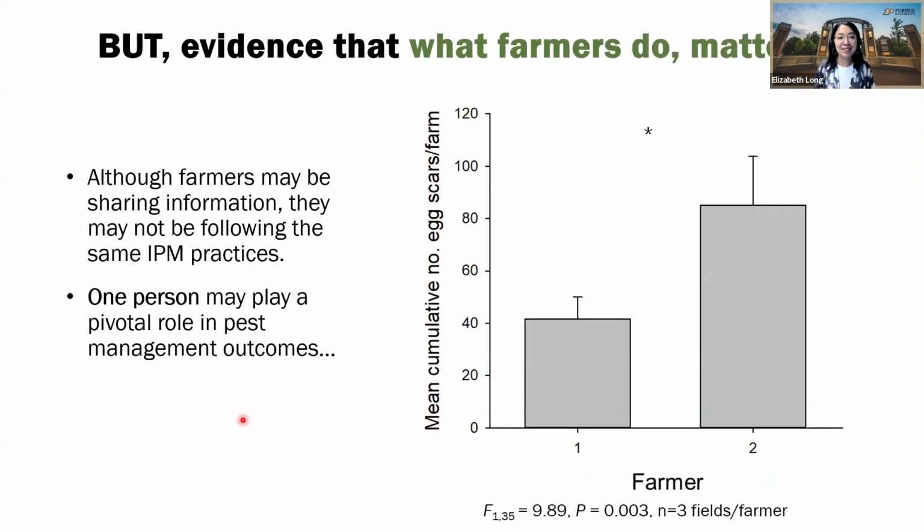However, we did see some evidence that what farmers do matters. And this is like me priming you all for this section that Carlo's going to be talking about in the next slide. So here, if we look at the mean cumulative number of egg scars, and by cumulative I mean if we total the number at the very end of the season on the two farms, remember there were 3 fields on each of the 2 farms that we scouted. What we see is a significantly higher number of egg scars on farm 2 versus farm 1. And this is really interesting because they provided their records to us.